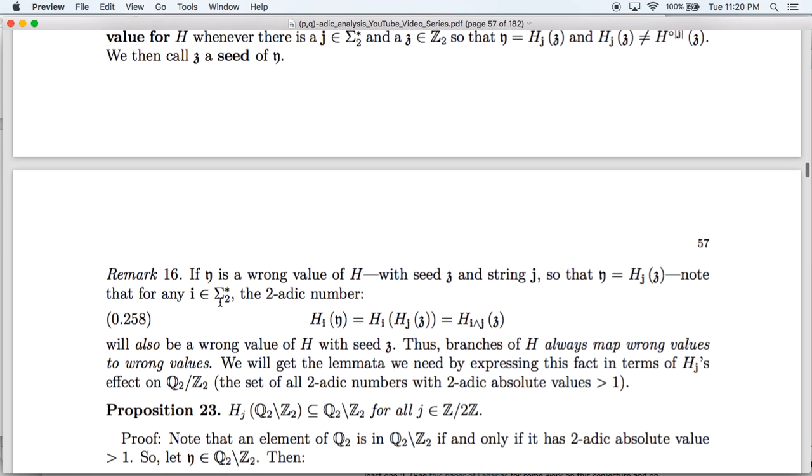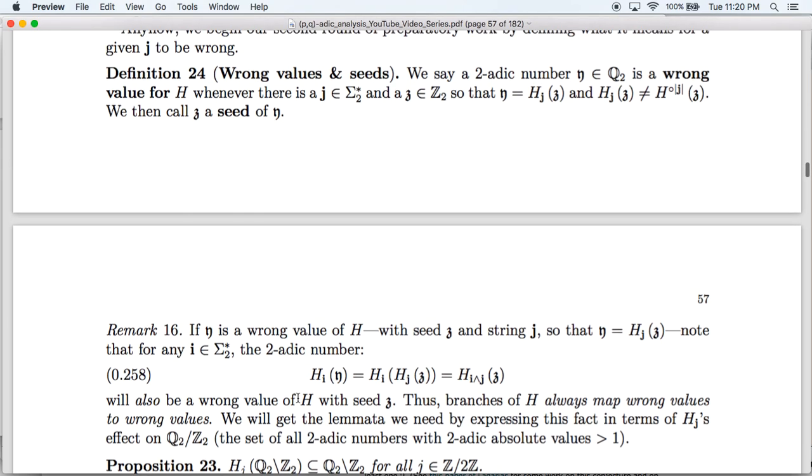So here, something important to note is that if y is a wrong value with seed z and string J, so that y is equal to H bold J of z, then for any other finite string I, if we apply H bold I to y, we will also get a wrong value with seed z, because instead the string will not be J, but I wedge J. Thus, branches of H send wrong values to wrong values. So once you arrive at a wrong value, you can never leave it.